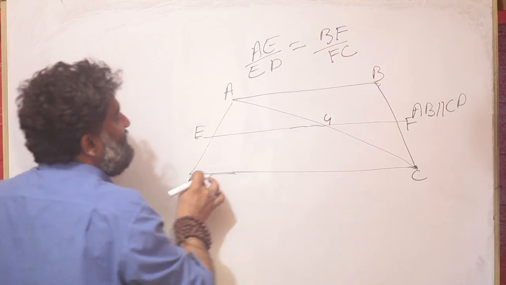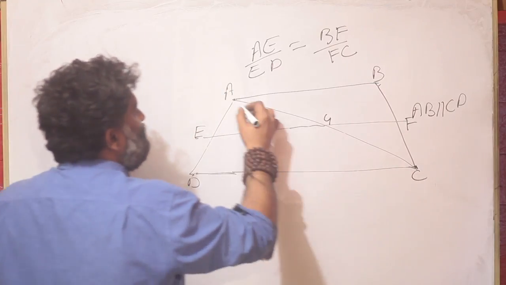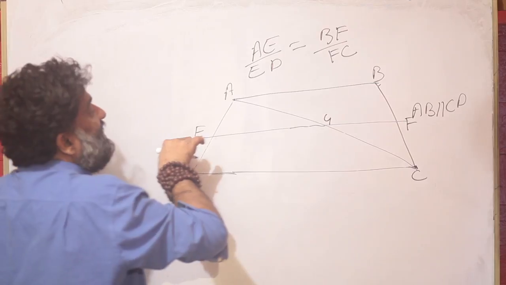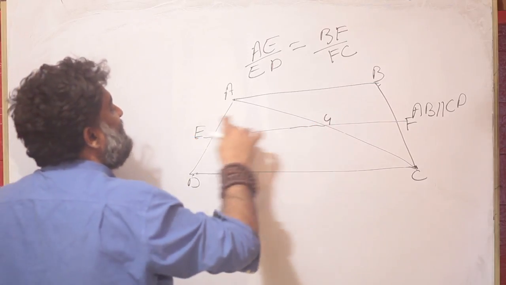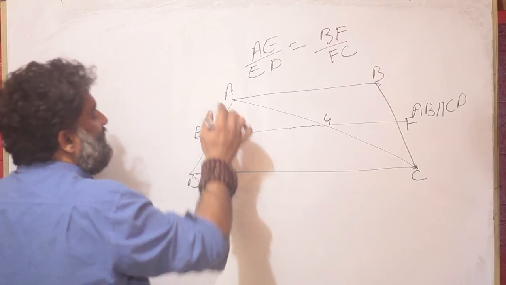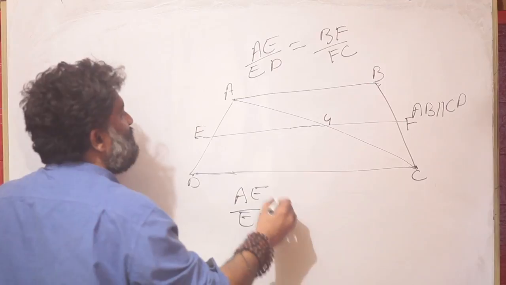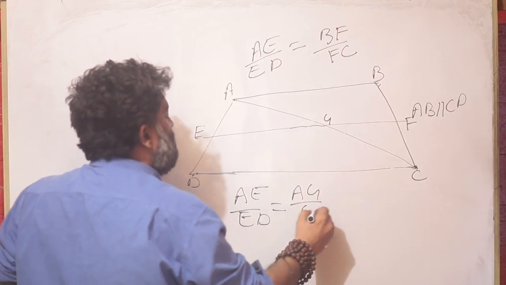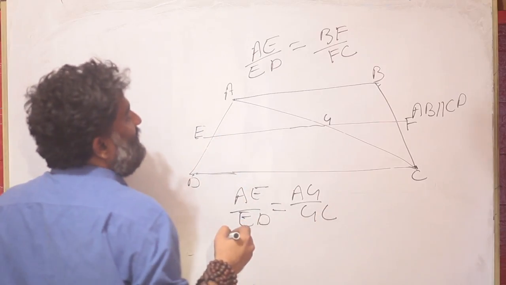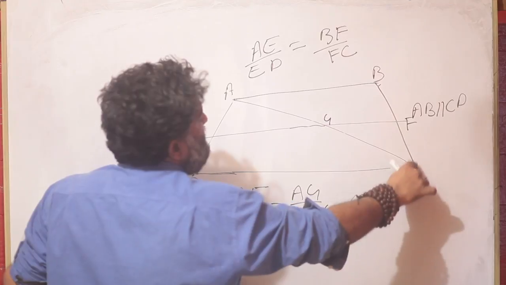I'm thinking of triangle ADC, this triangle only, forget the rest of the story. EG is a line parallel to one of the sides, that means it will divide the other sides in the same ratio. So whatever is the ratio of AE upon ED is going to be the ratio of AG upon GC. AG upon GC.